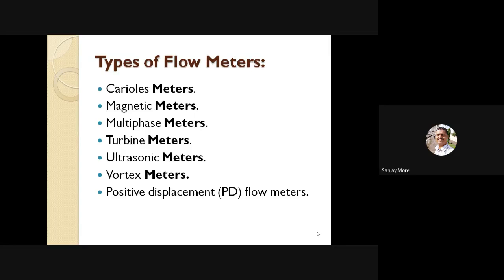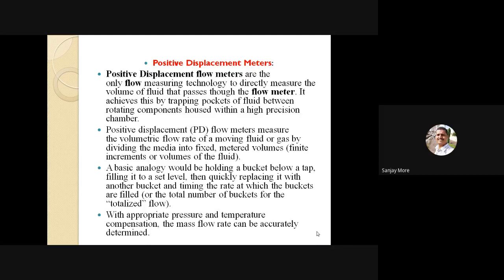In our syllabus, only the positive displacement PD flow meter is there. These are the types of flow meters: calorimeter, magnetic meters, multi-phase meters, turbine meters, ultrasonic meters, vortex meters, and the last one is positive displacement PD flow meters. This is the positive displacement PD flow meter in our syllabus point. Give the heading positive displacement meters.